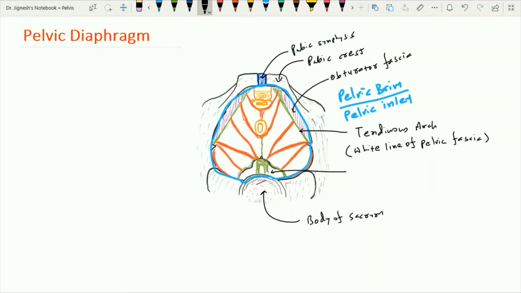Here in this figure, this is the body of the sacrum, and here this is the pelvic surface of the sacrum and the tip of the coccyx here, and these two are the ala of the sacrum on each side of the body.